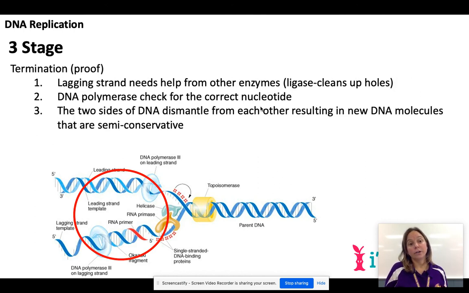And then you have your proofing, your termination. So your lagging strand has to go clean up those holes. So that's where we have that ligase kicking off those RNA nucleotides and replacing them with DNA nucleotides. And then we also have the DNA polymerase double checking. Did I add the right nucleotide? Did I add the right thing? It's like your proofreader, it's your editor. And then what do we end up at the end of this? We have two completely assembled DNA strands that are semi-conservative. We have that template, or the old strand, with the newly formed nucleotides on the other strand. So again, it's semi-conservative.